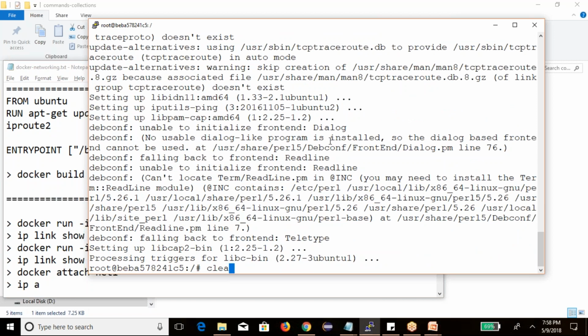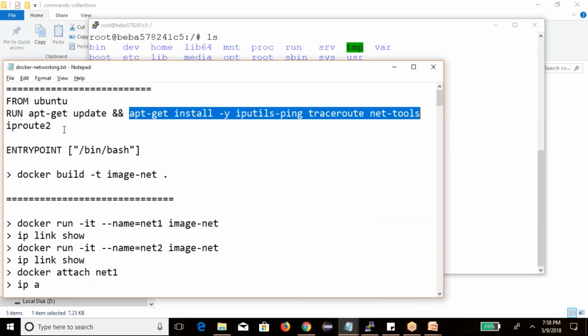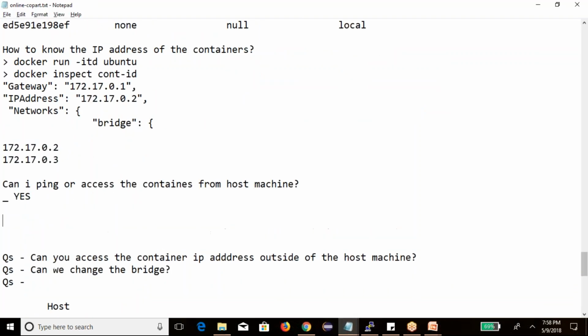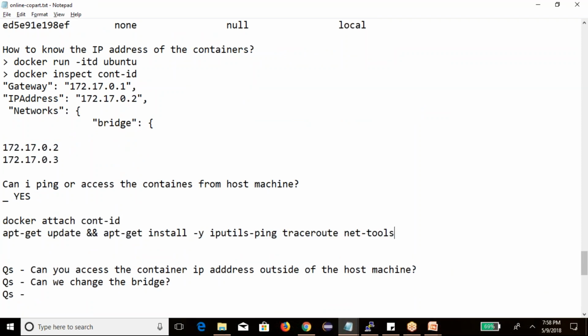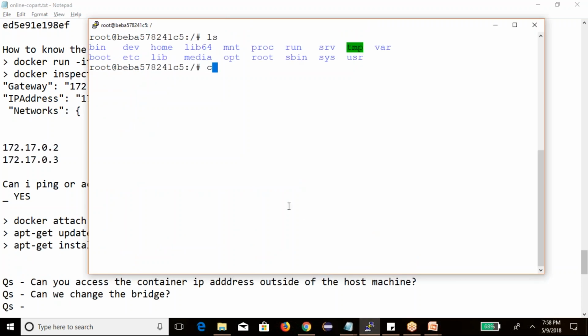Okay, now you see that. So here I just installed the utility. I'm inside the container, and you can install this utility if you want it. So let me write this command for you here. Docker attach and ID, and then this is the command to install the network related utility. If you're using RHEL, the commands will change, so you know that, so I don't have to tell you all the stuff, but you can understand.